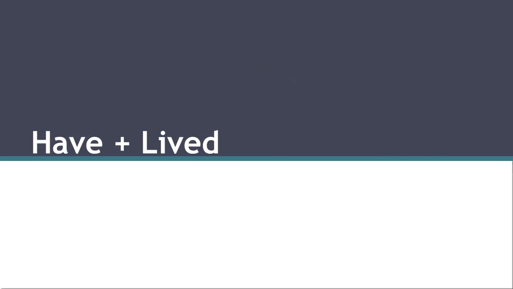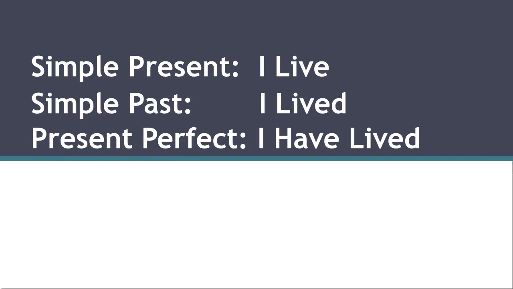With the verb live, we have lived in the past participle, so we join have plus lived. So the simple present would be I live, the simple past I lived, and the present perfect I have lived.